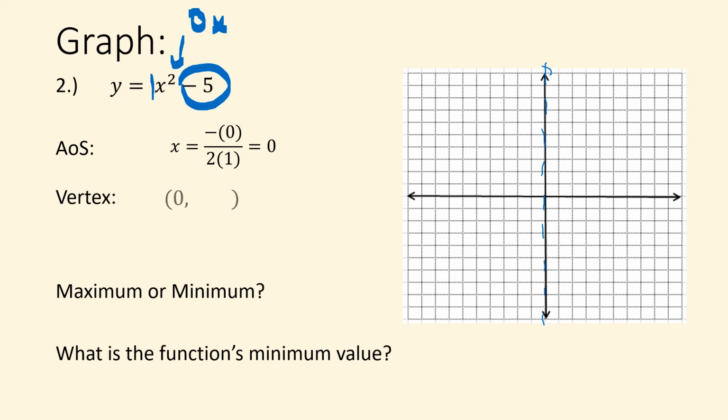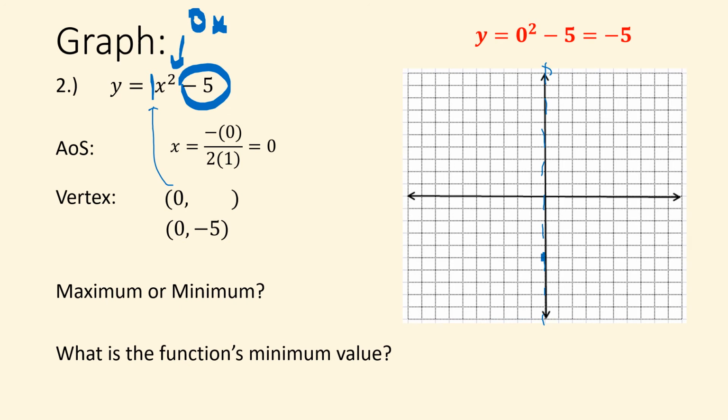All right, plug in that 0. It goes in for all the x's. In this case, there's just 1. We get negative 5, so our vertex is at 0, negative 5. Put that on the graph down here.